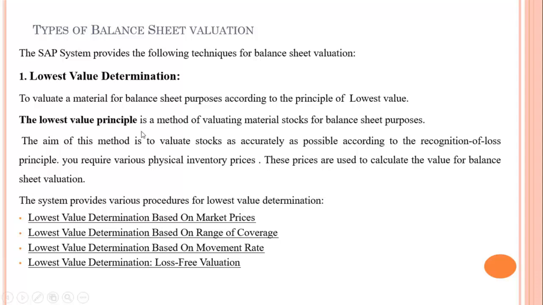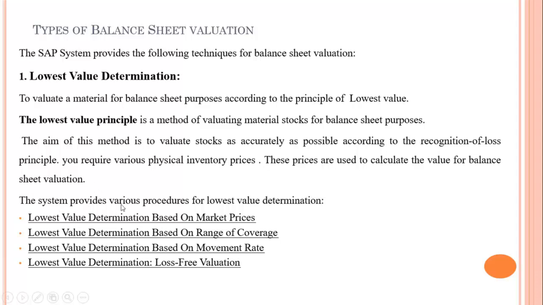Now, what is the lowest value principle? It is a method of valuating. Now, what is valuating? Valuating means giving some value. So the lowest value principle is a method of valuating material stocks for balance sheet purposes, to give the value to the materials for the balance sheet purpose. The aim of this method is to evaluate, or you can say provide value to, the stocks as accurately as possible. You require various physical inventory prices. These prices are used to calculate the value for balance sheet evaluation.